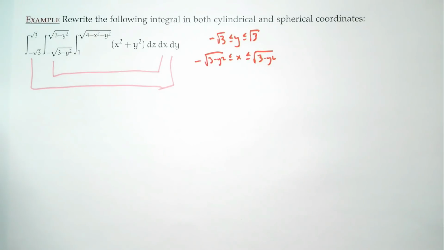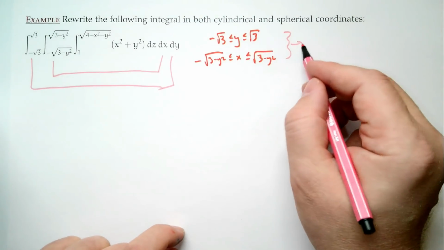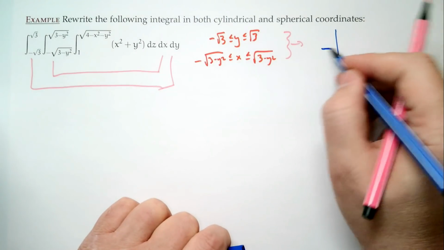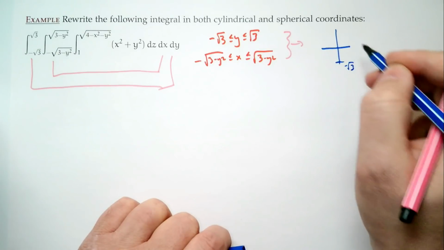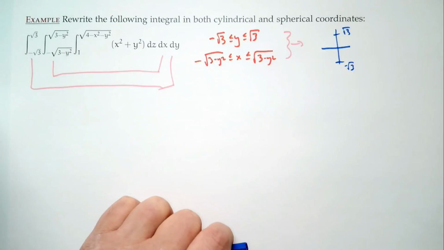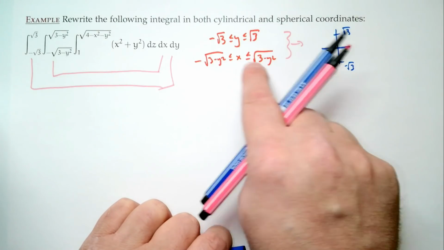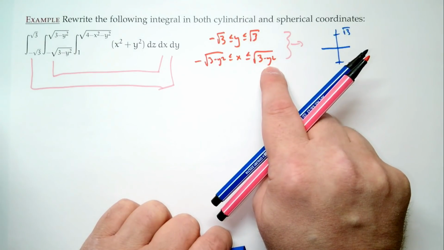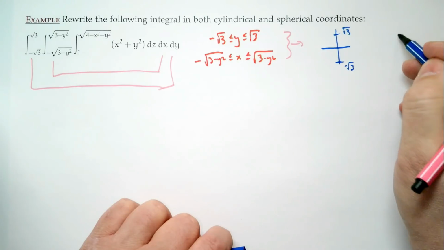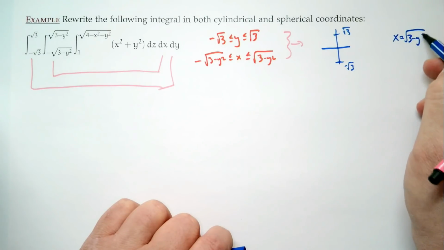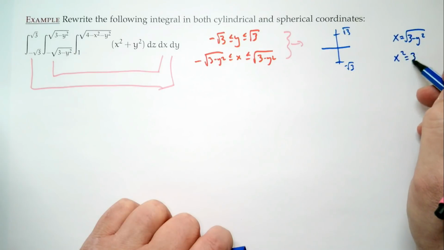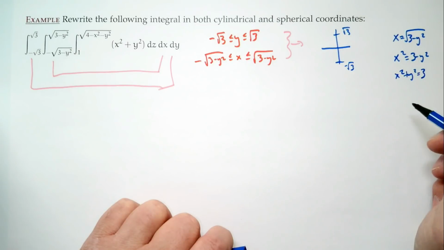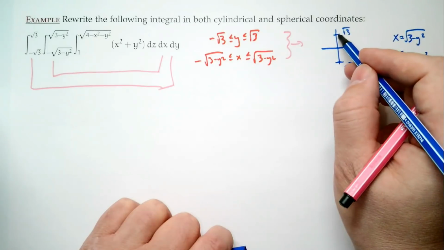Now, if you were to combine these two together, what would you see? Well, somewhere down here I have negative root 3, somewhere up here I have positive root 3. Then I have these curves, x equals root of 3 minus y squared. What does that look like? You could square both sides: x squared equals 3 minus y squared, or x squared plus y squared equals 3. It's a circle.